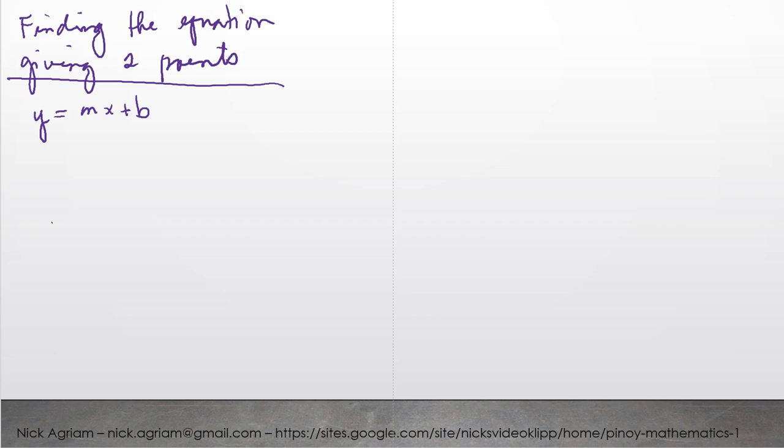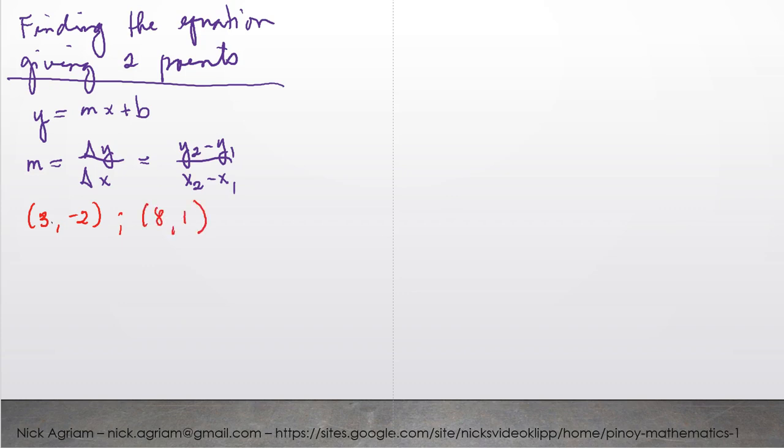Okay, so m is always the change in y and the change in x, or the rise and run that we said. Or if it's 2 points, then we have y sub 2 minus y sub 1 and x sub 2 minus x sub 1. So let's have an example. For example, you have 3 and negative 2, and then the other point is 8 and 1.